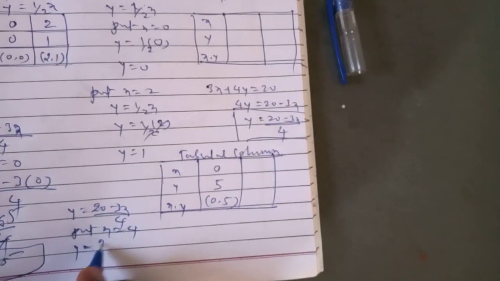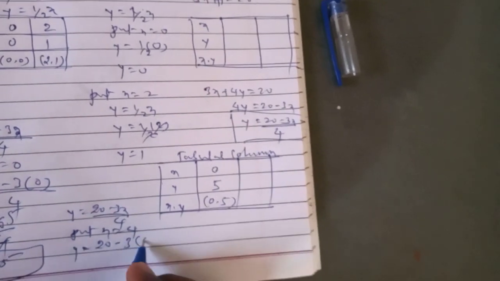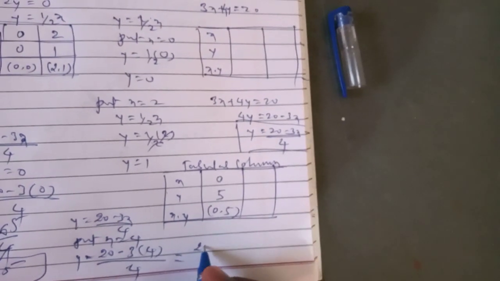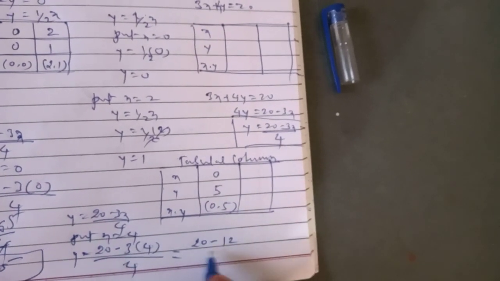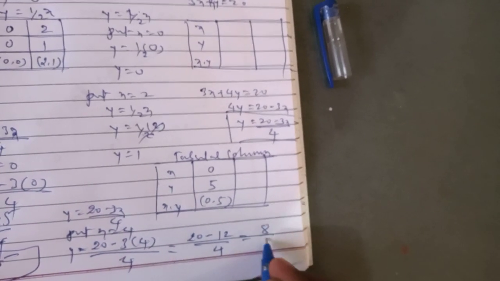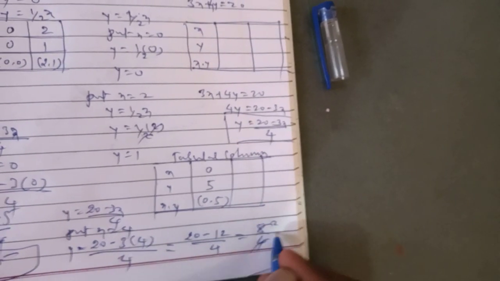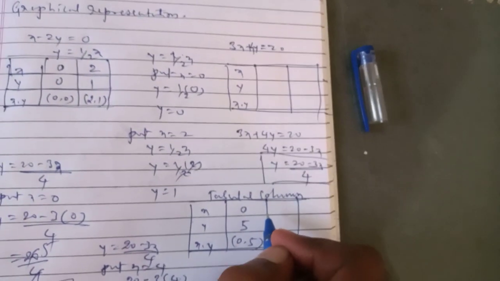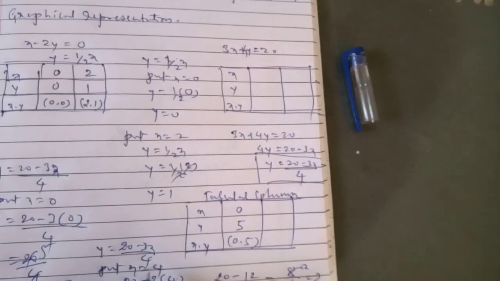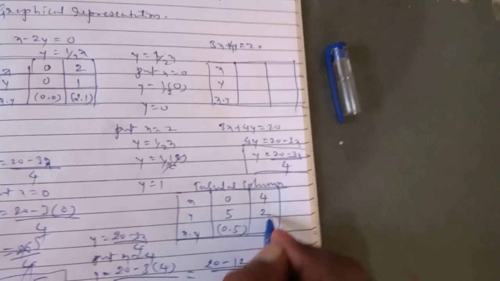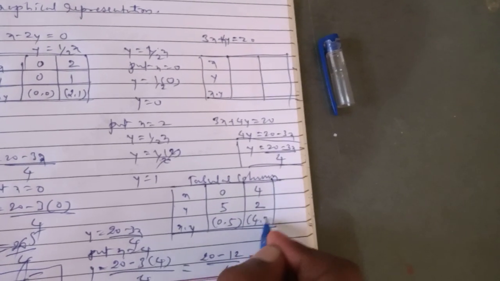y is equal to 20 minus 3 into 4 divided by 4, which is 20 minus 3 fours are 12, divided by 4. Yes, 20 minus 12 is 8, divided by 4. 4 twos are 8, so it is equal to 2. Here I put x equals 4, and then y is equal to 2. The point is 4 comma 2.